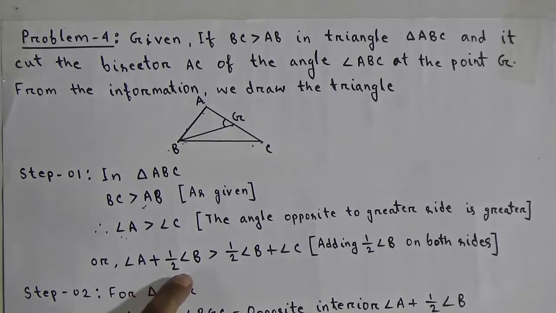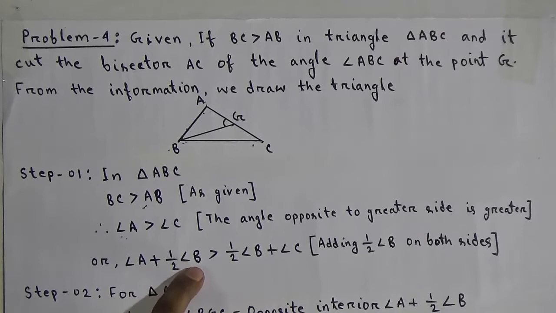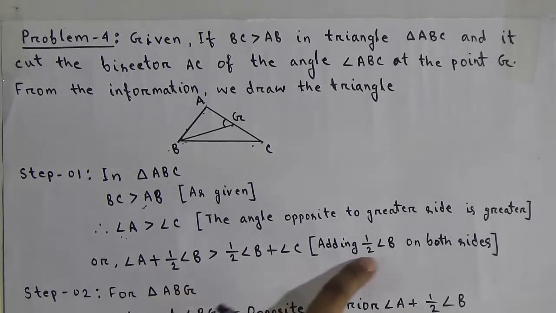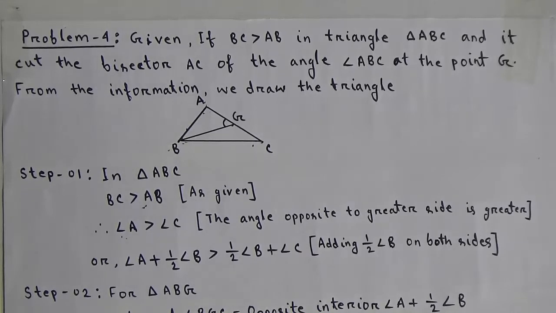Okay, now we have taken half of angle B on both sides. Half of angle B and half of angle B. We have taken half of angle B on both sides, adding half of angle B on both sides. It is step number 1. Now step 2.